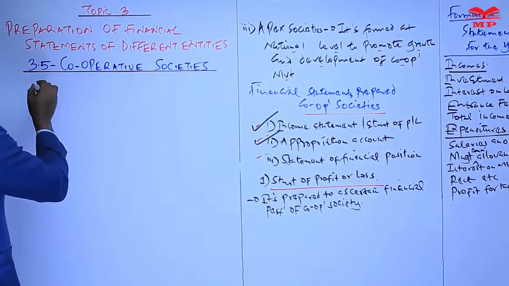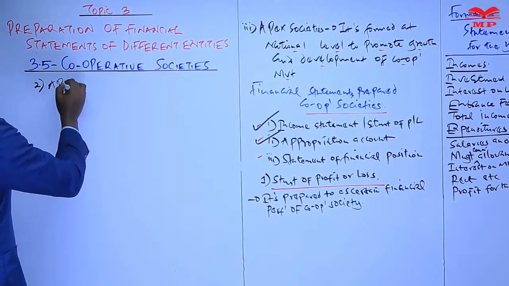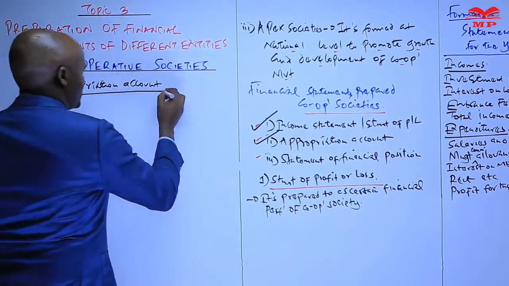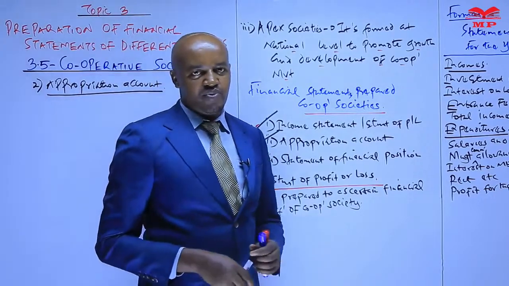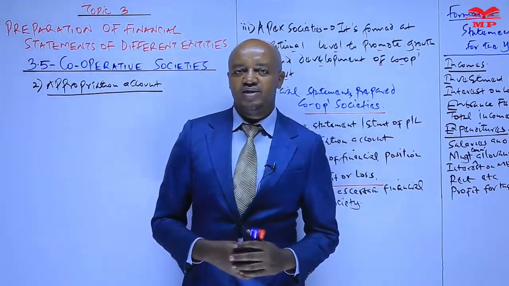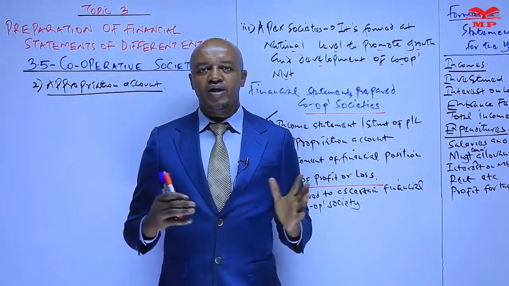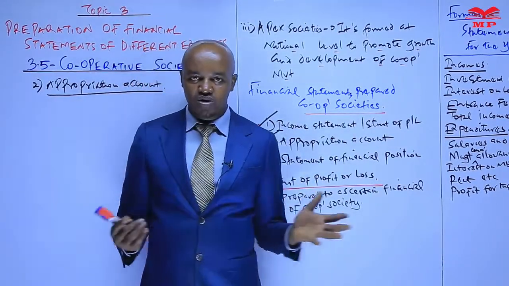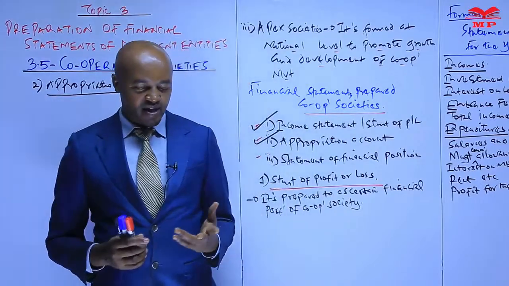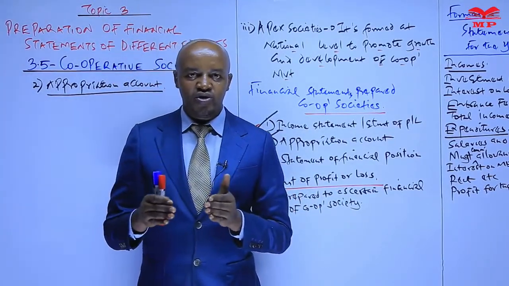So next, let's look at what the appropriation account is and why an appropriation account is prepared. Number 2, we have the appropriation account. As the name suggests, this is a final account which is prepared by cooperative societies to show how the profit for the year is supposed to be distributed to the various stakeholders. For example, this account is prepared to show how much was paid to the members as dividends, and also how much was set aside as statutory reserve fund.